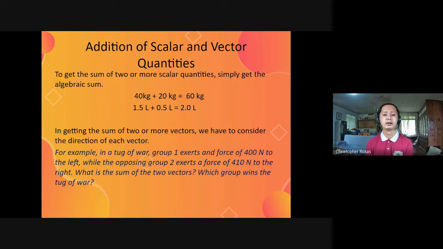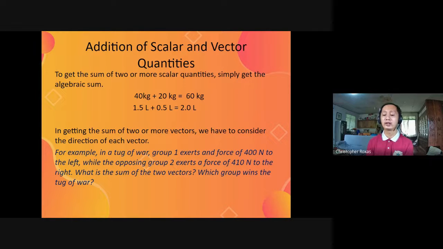How do we get the sum of two or more vectors? In adding two or more vectors, this is more complicated because we have to consider the direction of each vector. For example, in a tug of war, group 1 exerts a force of 400 Newton to the left, while the opposing group 2 exerts a force of 410 Newton to the right. What is the sum of the two vectors? Which group wins the tug of war?